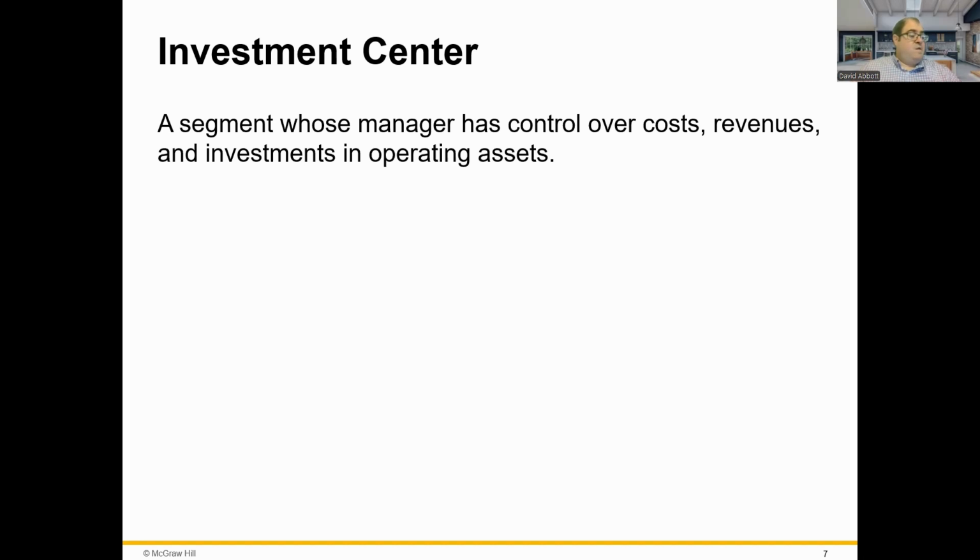Now, an investment center is one where the manager has control over costs, revenues, as well as the investments in operating assets. Investment center managers are usually evaluated using the return on investment, or ROI, or residual income, and we will get into that in a few minutes.